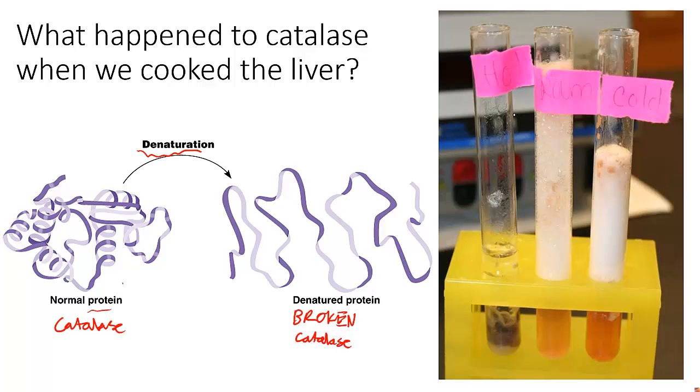So if we had the boiled liver, there's no bubbles. No bubbles. Because the enzyme is broken. The enzyme is broken. We broke it by heating it. Okay? That's denaturation because of heat.